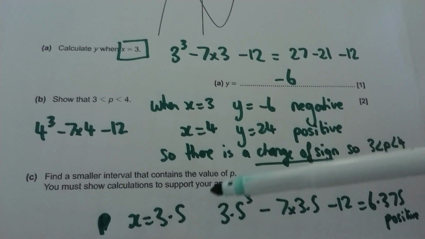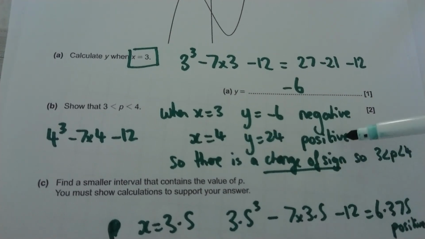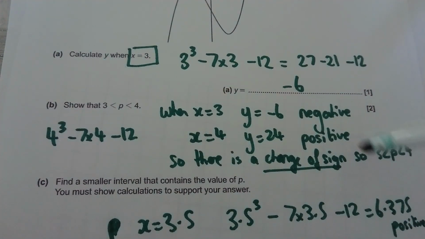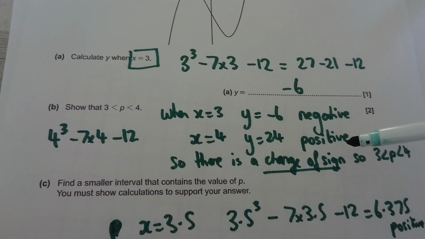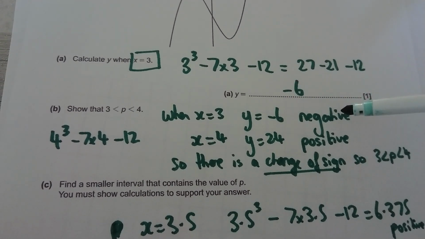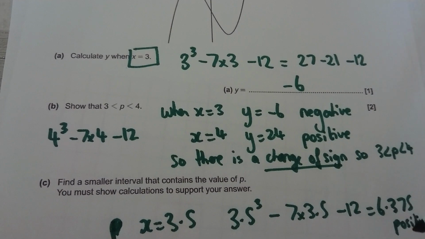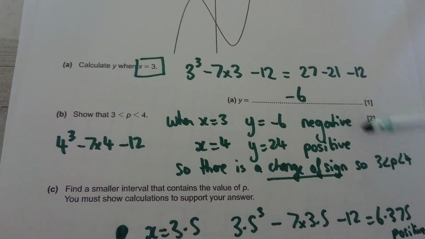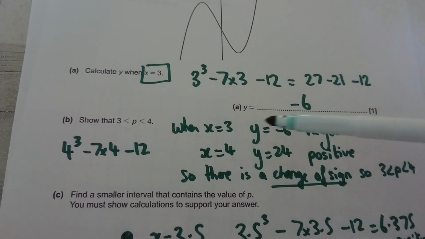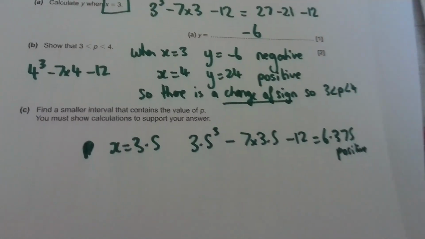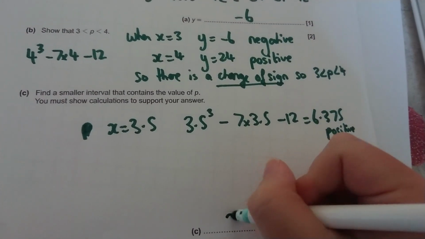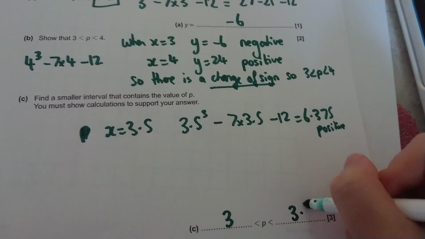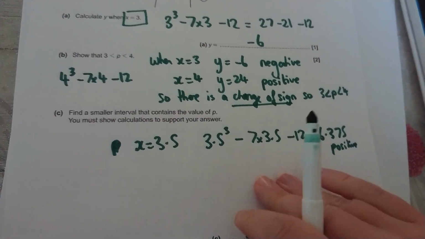So I'm looking for where the change of sign happened. So for example, between 3.5 and 4, they were both positive, so there would be no change of sign there, so it can't be between them. But between x equals 3, which was negative, and 3.5, which was positive, that's where the change of sign is happening. So it must be between 3 and 3.5. So in terms of down here, I would put it must be between 3 and 3.5.